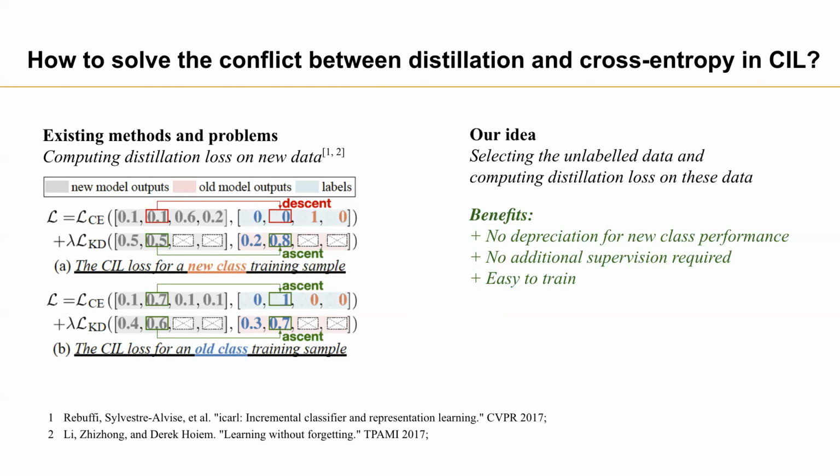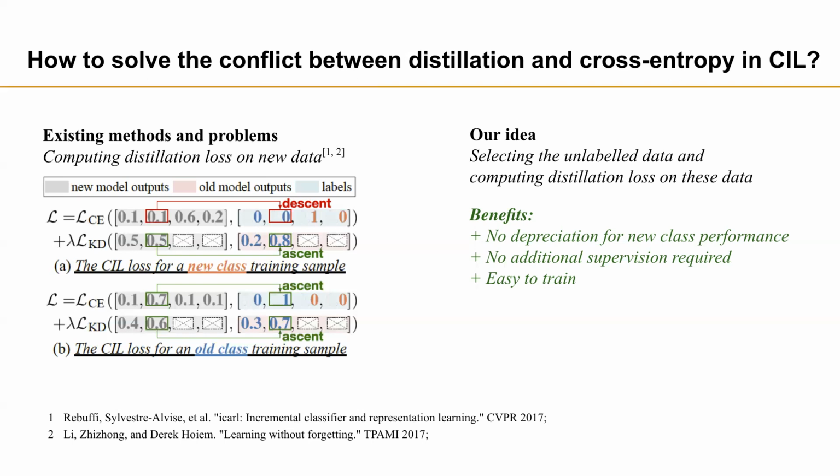For example, the ground truth label for the second old class is 0, while the distillation loss label at this position is 0.8. This is not an issue when using the old class sample. For example, in figure B, its ground truth label and distillation loss label have consistent magnitudes at the same position. They are 1 and 0.7 respectively. Here, our idea is to select the unlabeled samples and compute the distillation loss on this data.